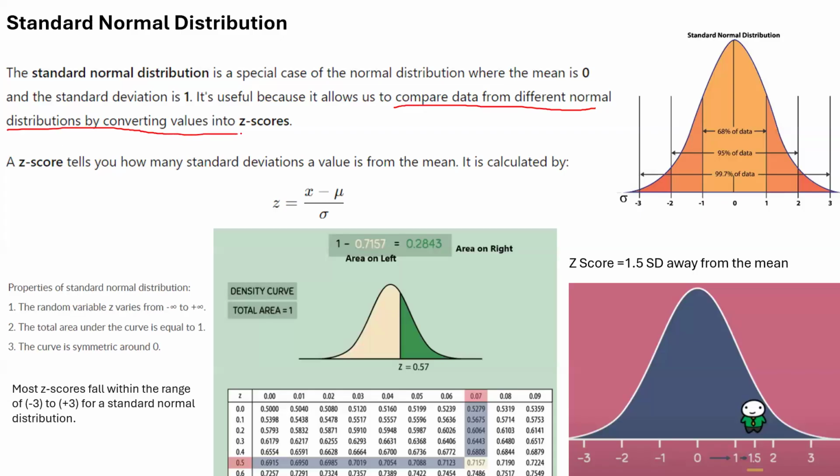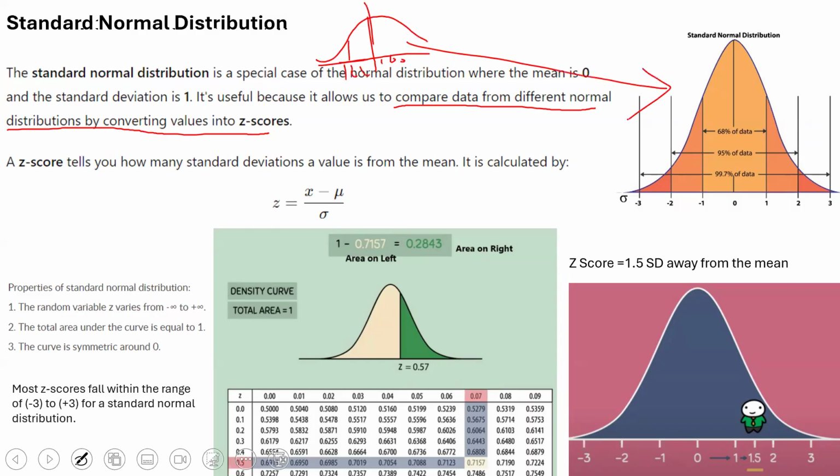What does this mean? It can be any normal distribution. The mean can be 100, standard deviation can be 120. So we can convert such kind of normal distribution into this normal distribution. We can do that. Okay. So that is what it is useful for because it allows us to compare data from different normal distributions by converting values into Z scores. So we can convert this normal distribution into this normal distribution. That is what the standard normal distribution is most helpful with.